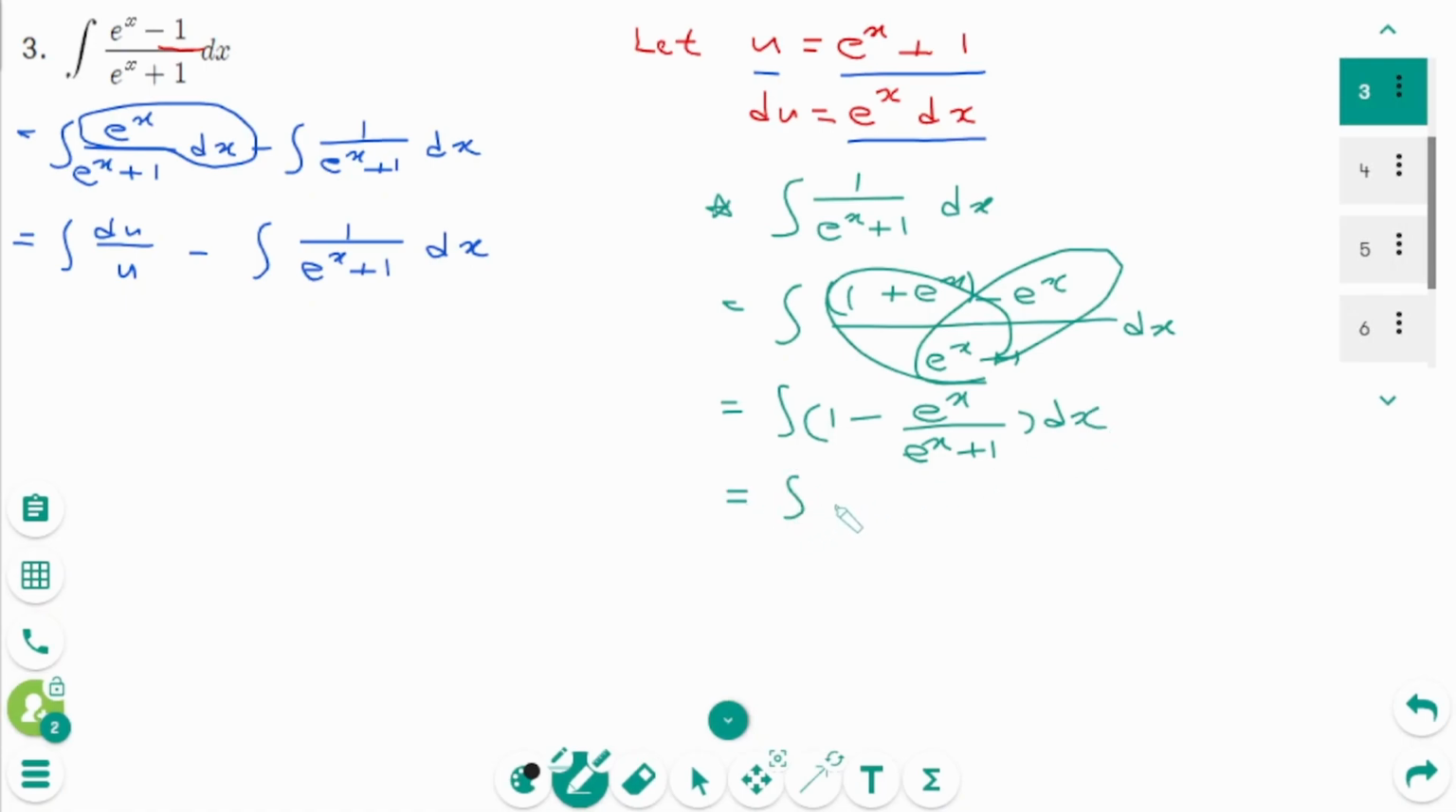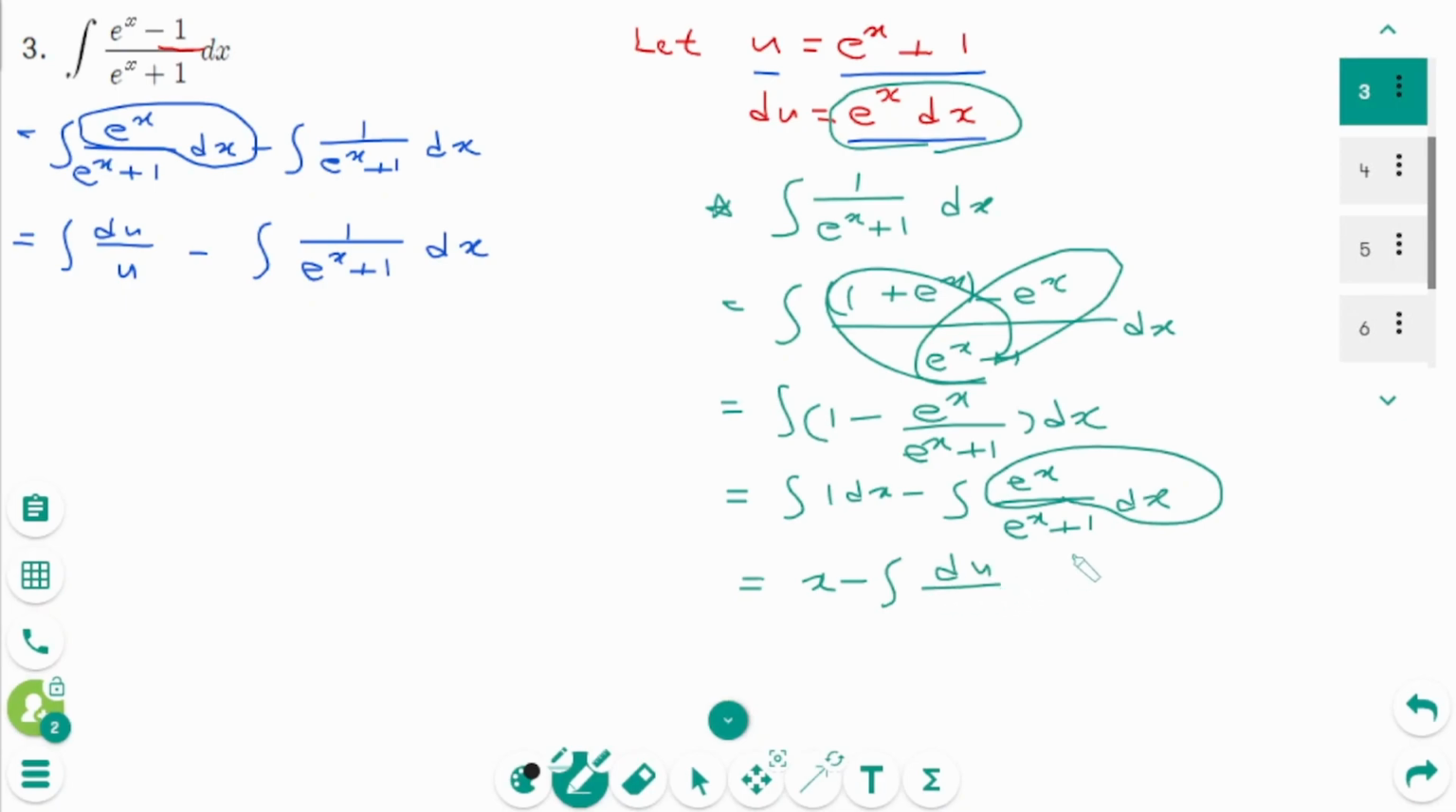Equals the integral of 1 dx minus the integral of e to the power of x over e to the power of x plus 1 dx, equals x minus, where e to the power of x dx equals du, over e to the power of x plus 1 equals u, then x minus ln absolute value of u plus c.